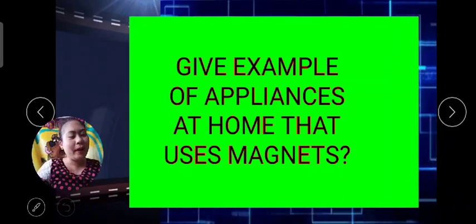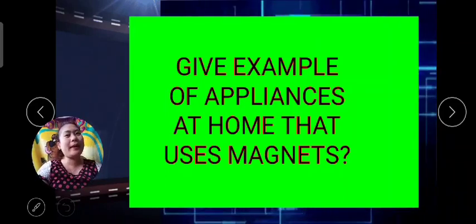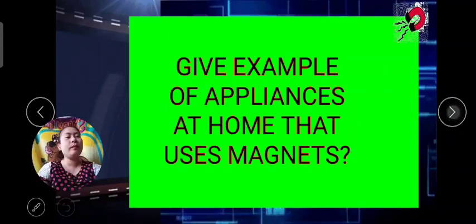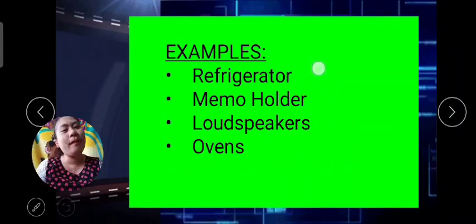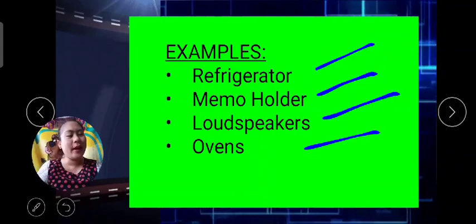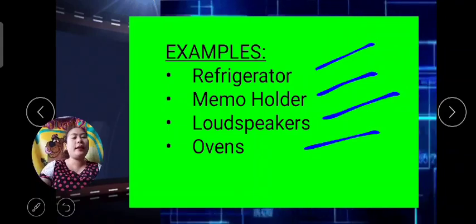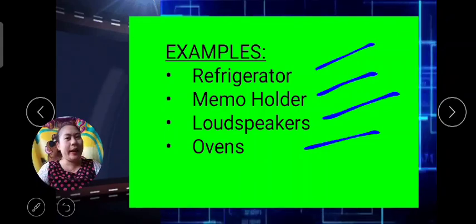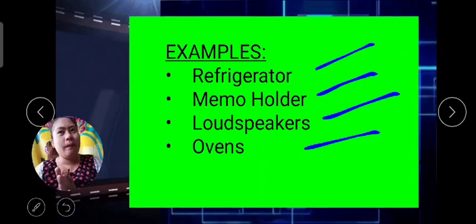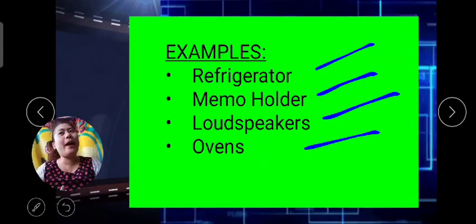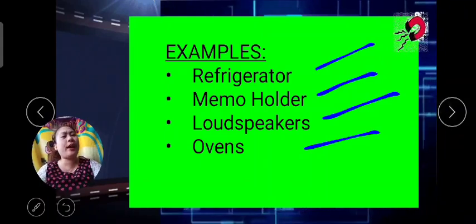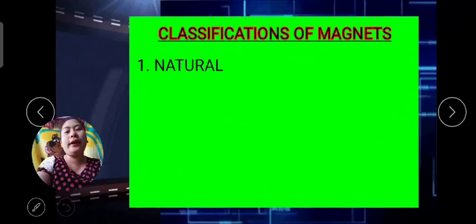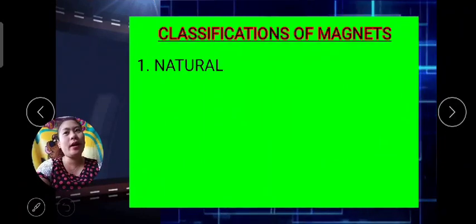Okay, so there are many appliances that use magnets, especially at home. And I have here also some examples. These are the refrigerator, memo holder, loudspeakers, ovens, electric fan, TV, radio. So, meaning magnets are very important in our daily living. But we have here two classifications of magnet. What could the two classifications be? We have here, first, the natural, and the second one is the artificial.